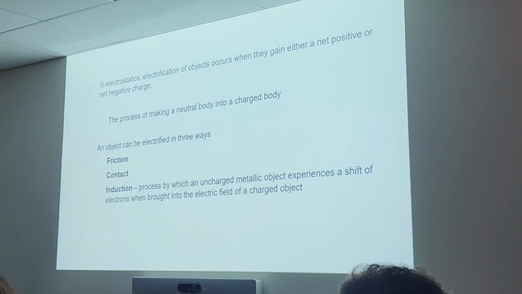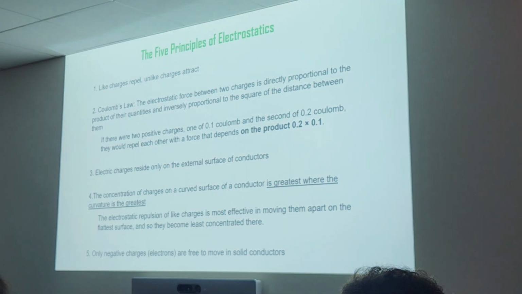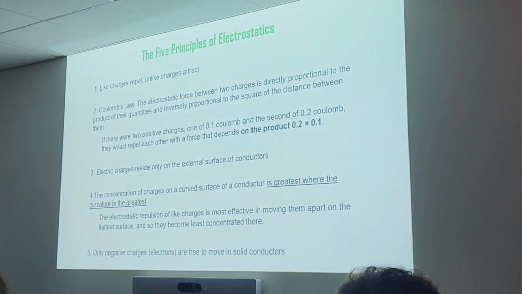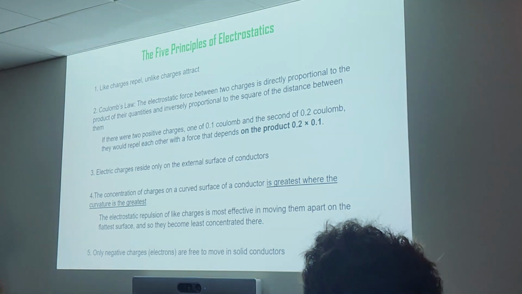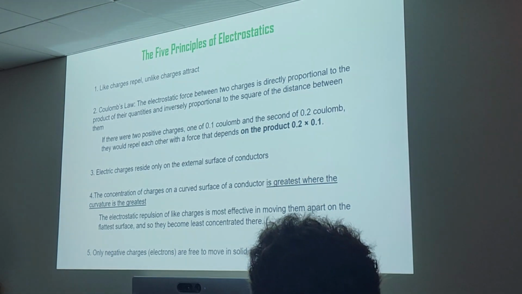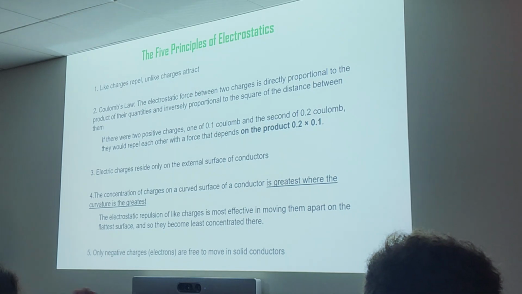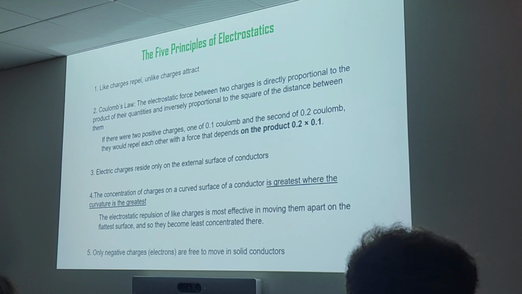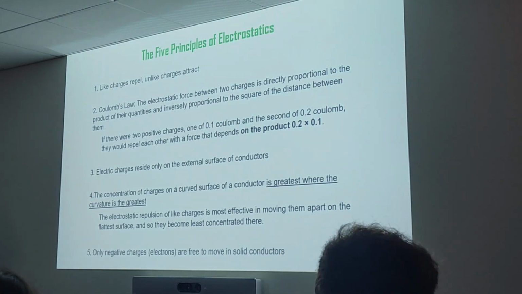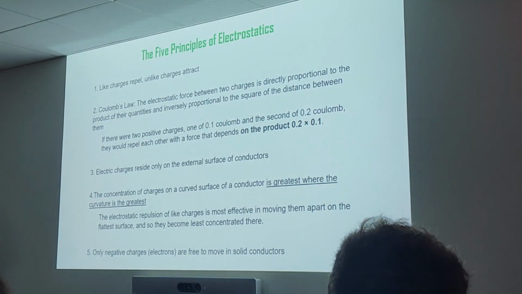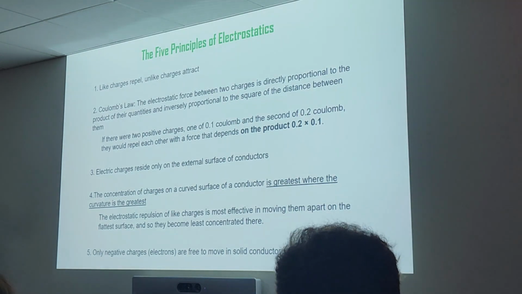Okay, perfect. So what did we leave on last time? The 5 principles of electrostatics. Okay, do you guys remember number 3 and number 4, which was something new? So what do I mean by number 4? The curvature on the surface. Yes, so electrons tend to accumulate where the curve is the greatest.